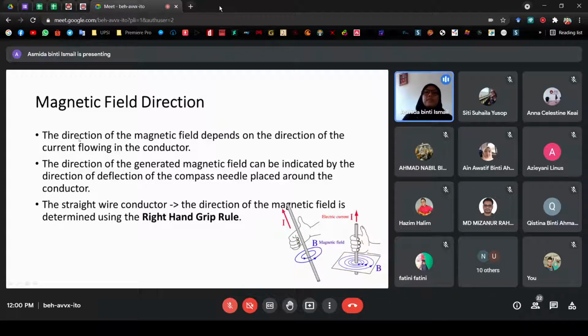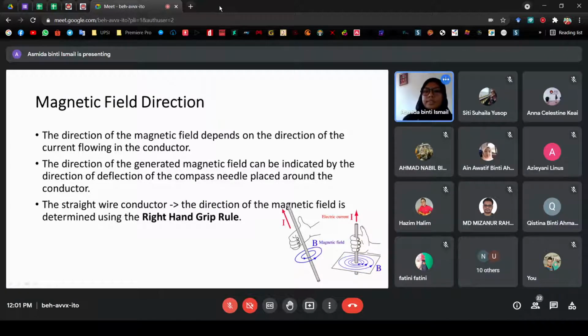Okay. The direction of the magnetic field depends on the direction of the current flowing in the conductor. The direction of the generated magnetic field can be indicated by the direction of the deflection of the compass needle placed around the conductor. Sama juga dengan yang sebelum ni, kalau nak tahu dia punya arah dia, you boleh letak kompas. For the straight wire conductor, the direction of the magnetic field is determined using the right hand grip rule. Ataupun salah satu cara dia adalah menggunakan petua genggaman tangan kanan. It's the right hand grip rule.